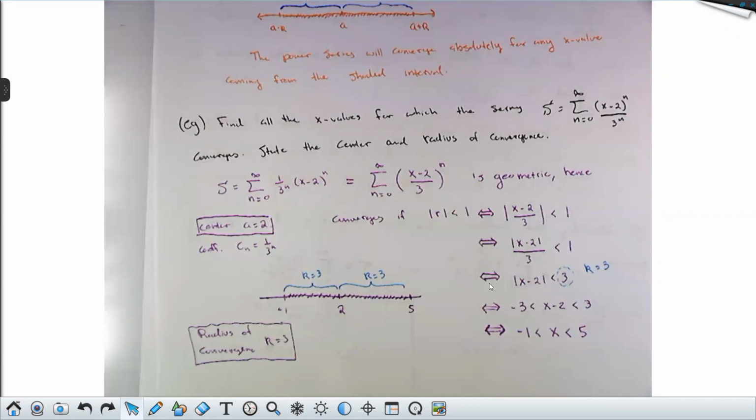So that's it. We found the x values for which this series converges. The x values for which this series converges are those between -1 and 5. We found the center, and we stated the radius of convergence.